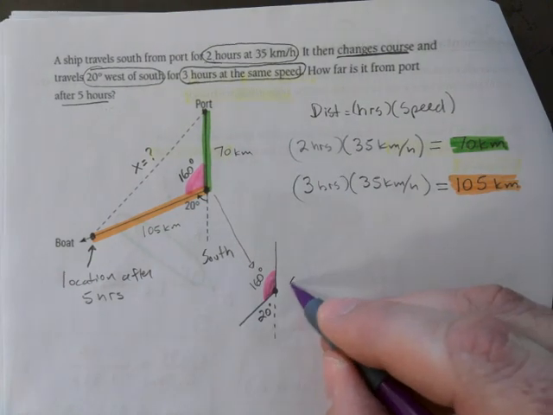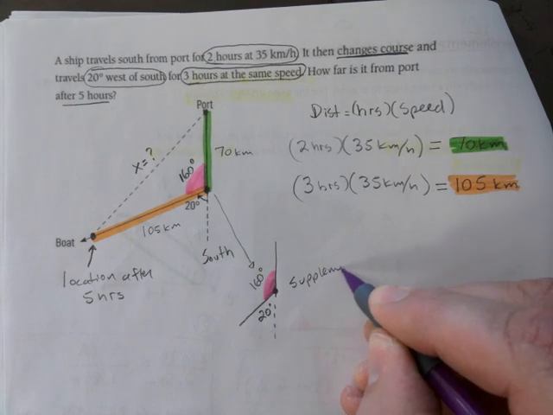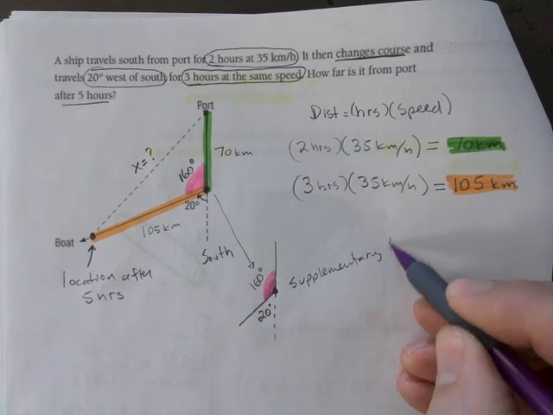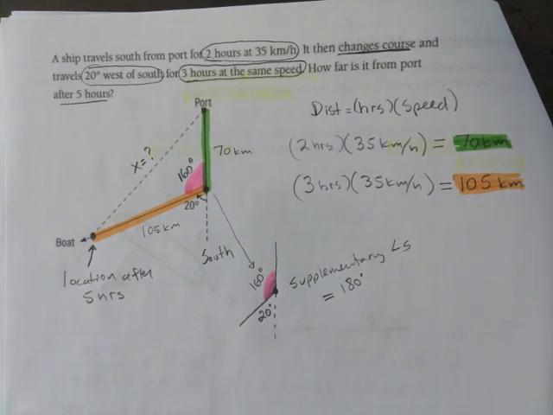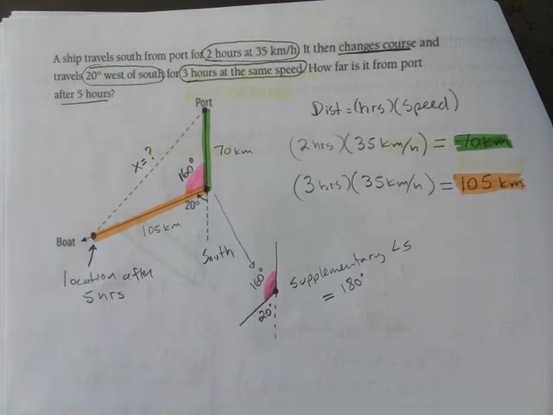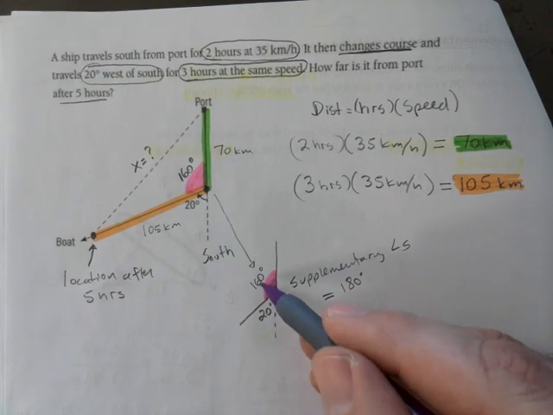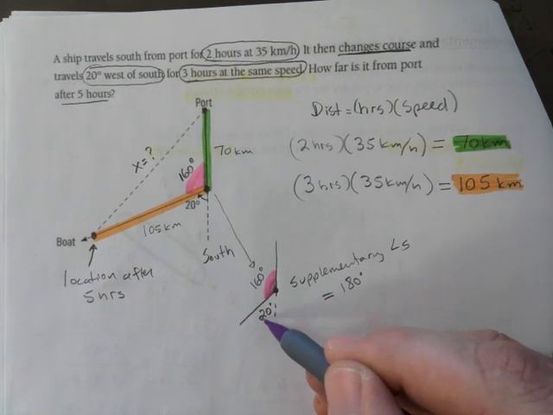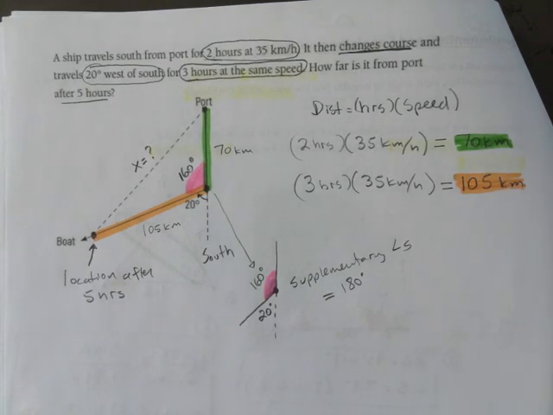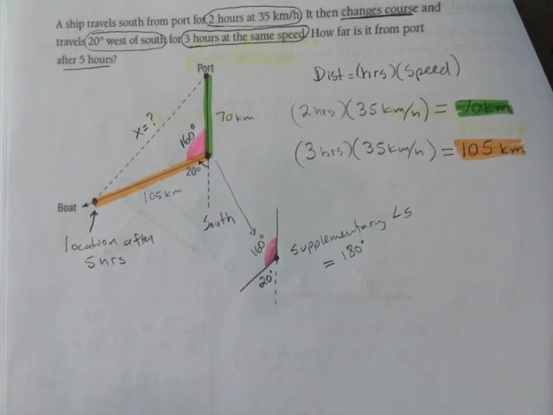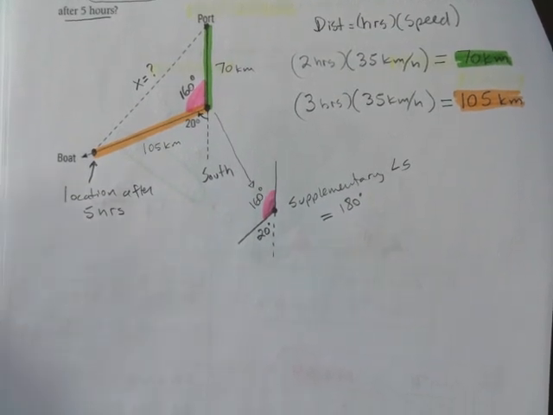And you can call this supplementary, right? Angles that add up to 180. So just like a triangle, all three angles add up to 180. Same with a straight line. If you know 20, this is 160. If this is 50, you know the other one is 130, right? So just subtract from 180 and you get that. So now you have everything you need to solve this question.